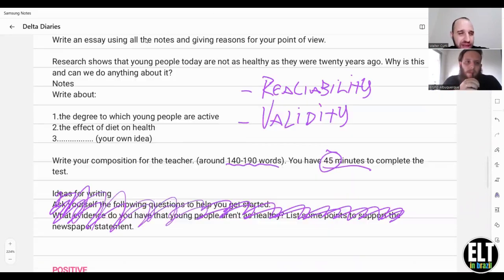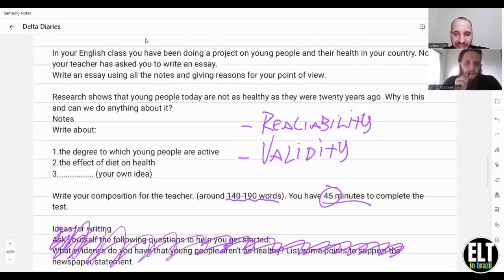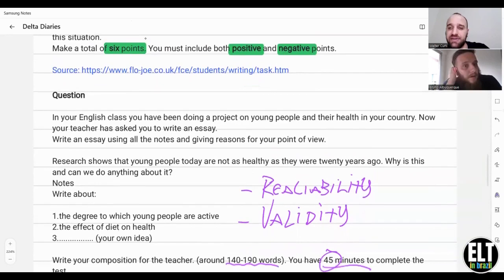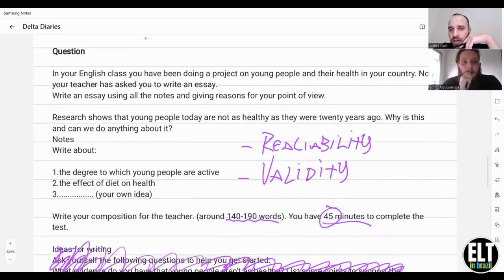And Bruno, did you think of anything negative about this one? No, I was... so you said 45 minutes. I think this is more than enough to write a text like this one. Maybe 140 words is not enough for you to assess a B2 student. But we have to think about this, right? Grammar and lexis. Yeah. You said at the end, write your composition for the teacher, and then I was worried that you didn't specify the genre, but it is an essay, so fine.